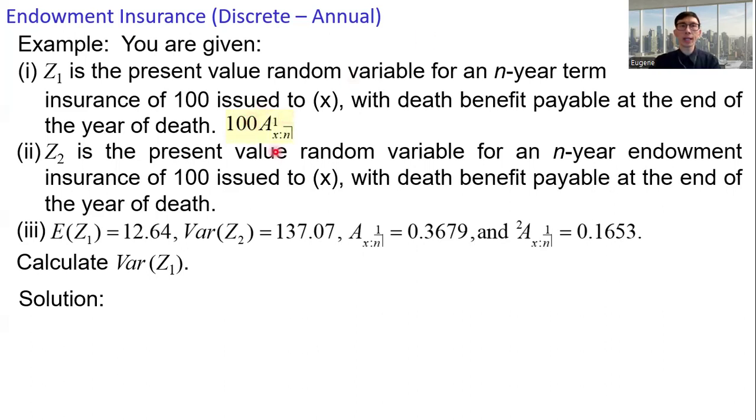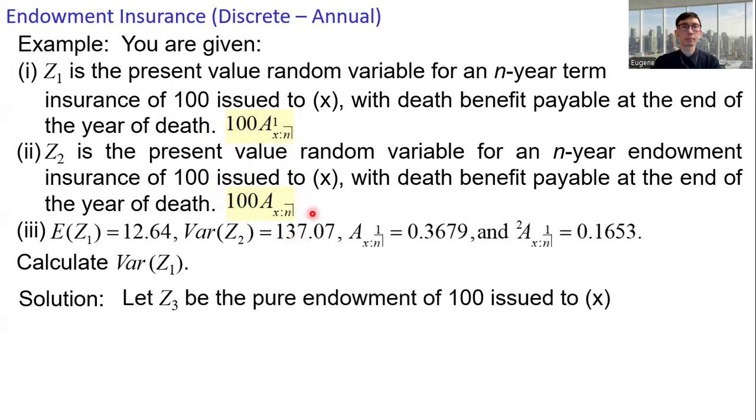In terms of the big A notation, for the end-year term insurance of 100, we have this notation. And then for the end-year endowment insurance of 100, the second policy, we have the big A notation here. And then let Z3 be the pure endowment of 100 issued to (x). The corresponding big A notation is this one. We can relate these 3 policies by this expression.